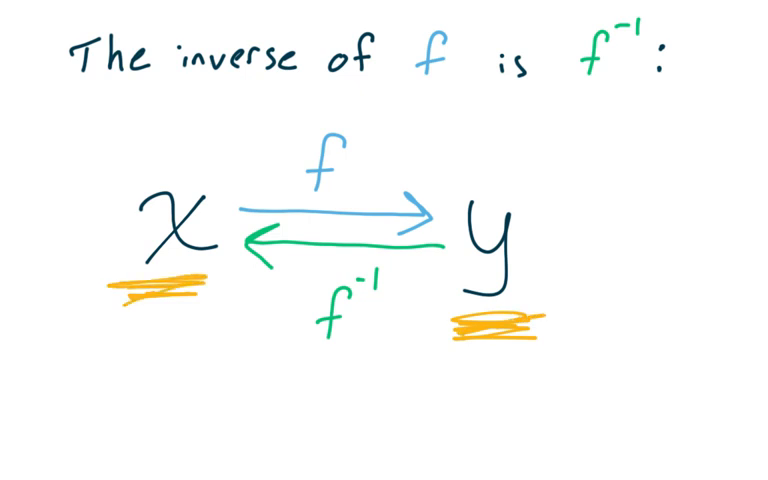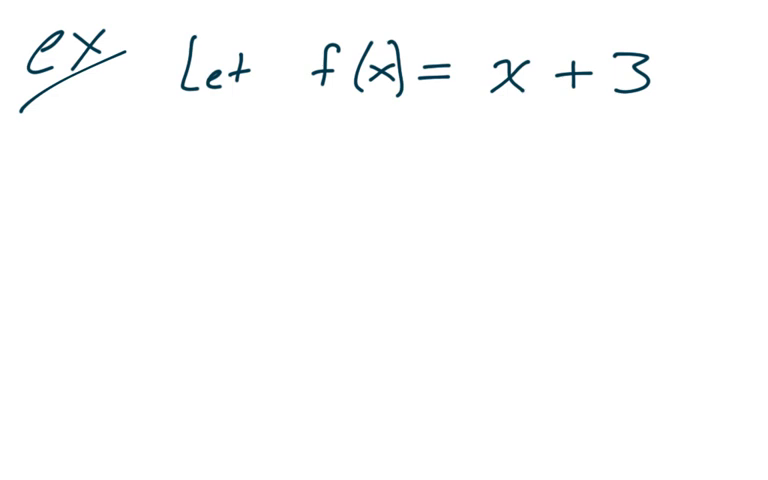So f starts with x and gives you y. The inverse starts with y and gives you x. Okay, so let's do an example of a particular function. Consider the function f of x equals x plus 3. Notice this is not multiplication, even though I used the word of and even though this looks like multiplication.